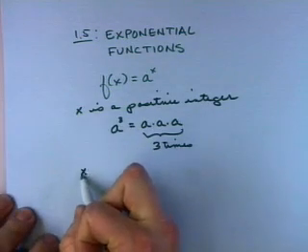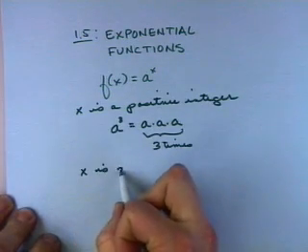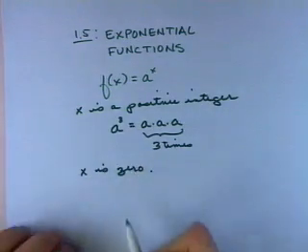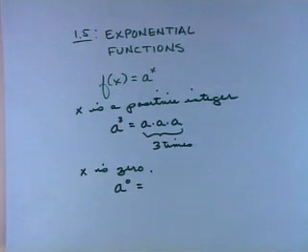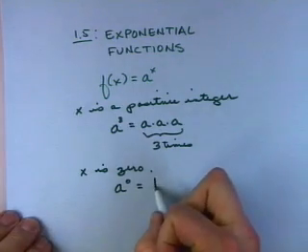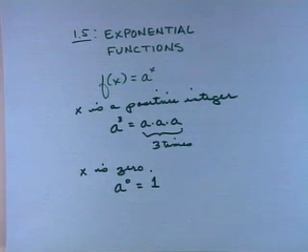Let's suppose that x is 0. Now here's something I know that you know, but have you thought about why that's true? What is a to the 0? 1. Is 1, okay? Everybody knows that. Now, how many of you that just answered that are going to be able to explain that to me?